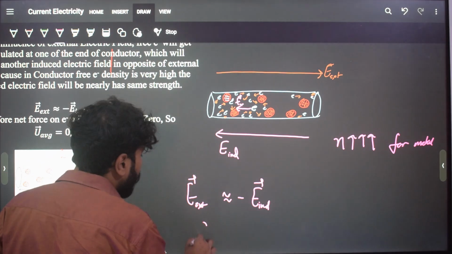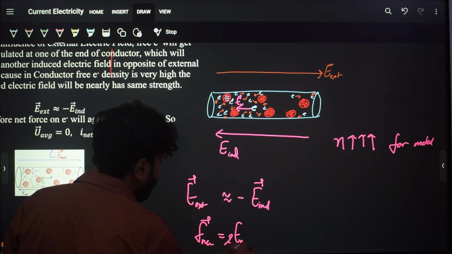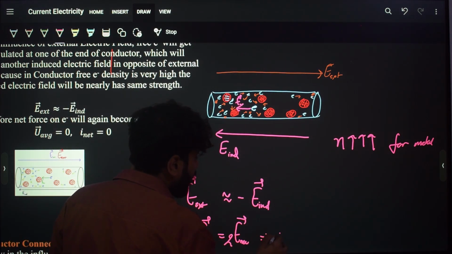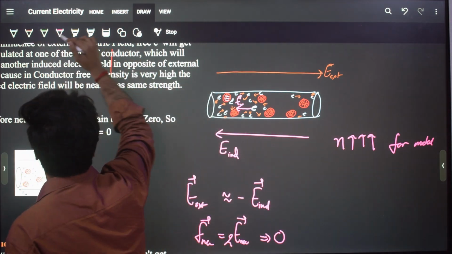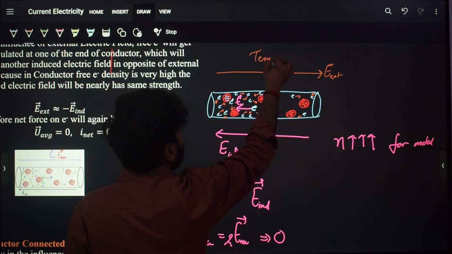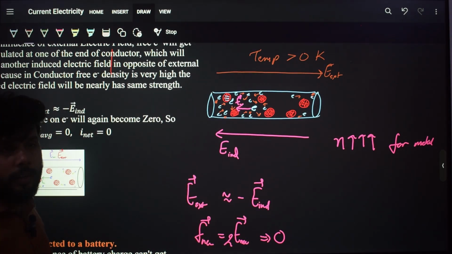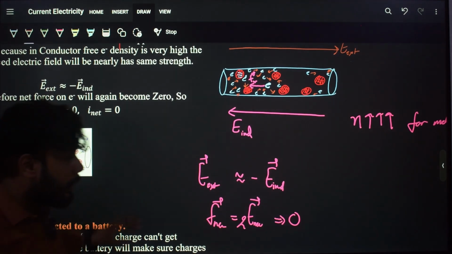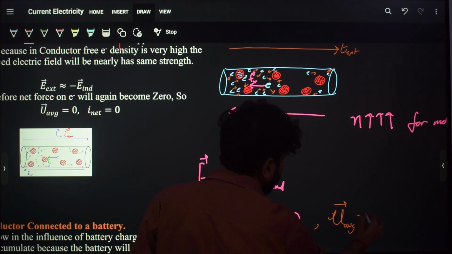Because of this, your net force is going to approach zero, because net force is what? Q times E net. Q is the charge of the electron, and E net is going to be zero. Then you might ask, why are they moving? They are moving because the temperature is still more than 0 Kelvin. Even though the net force is zero, they are still getting thermal energy from the surroundings, so their kinetic energy is still non-zero. They are still randomly moving, but just accumulated at one end. That means again your average velocity is going to be 0, so I net is still going to be 0.